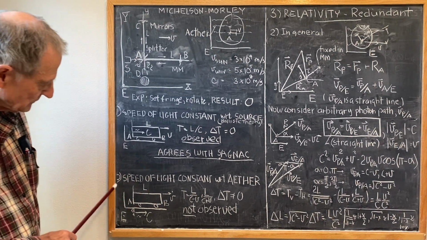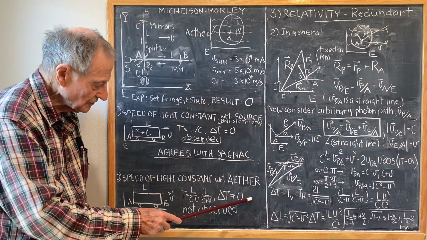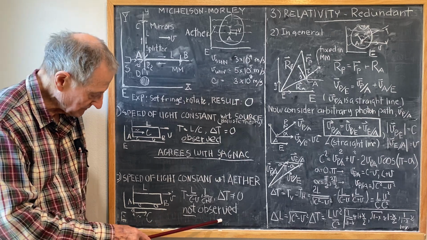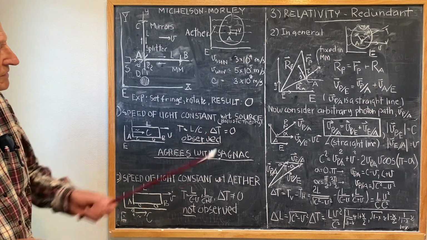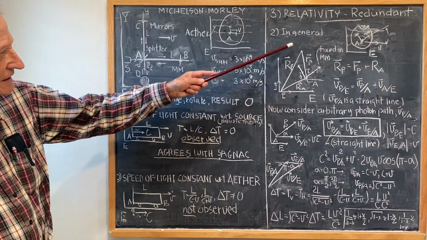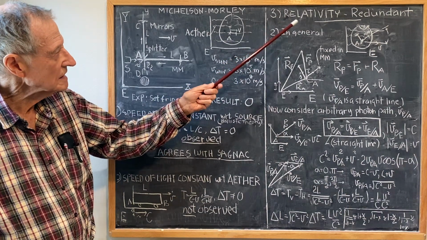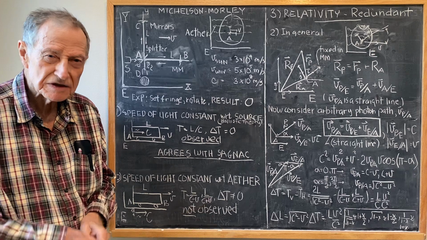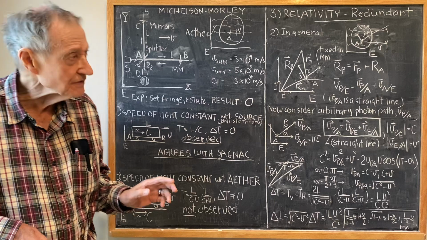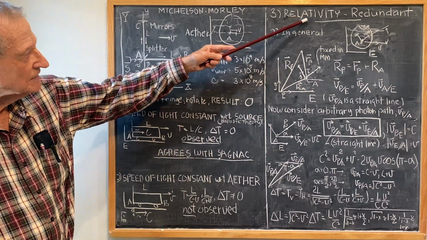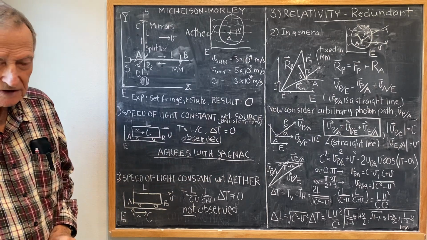And the net result is, if you take the difference between those two, that delta t is unequal to 0, and this has not been observed. This calculation for the vertical and the horizontal, I will do when I do the general case over here. Now the third explanation is the special theory of relativity, Einstein's theory of relativity, and I'm not going to cover it here because it's redundant, because Michelson-Morley and Sagnac agree.